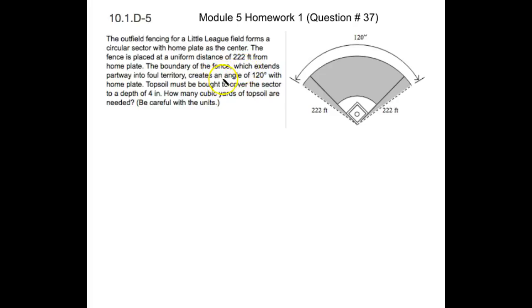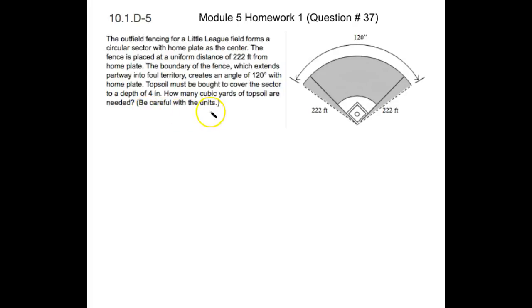The boundary of the fence, which extends partway into foul territory, creates an angle of 120 degrees, so right in here. It's shown on the outside, but it would be the same in here as well. Topsoil must be brought to cover the sector to a depth of 4 inches. How many cubic yards of topsoil are needed?